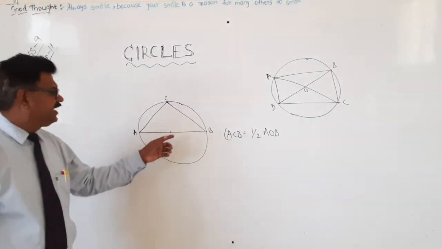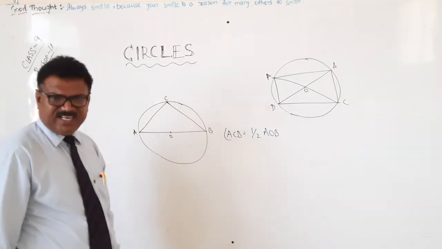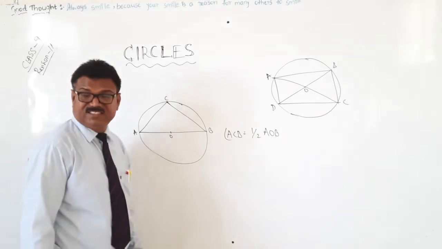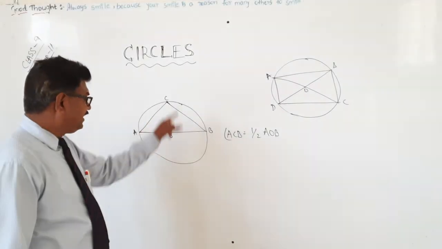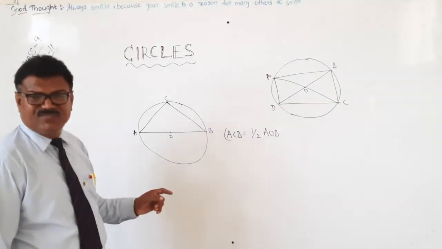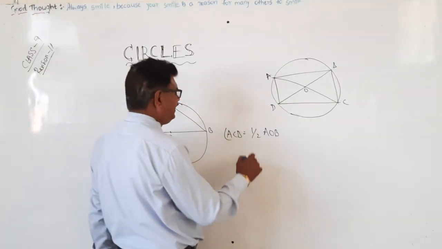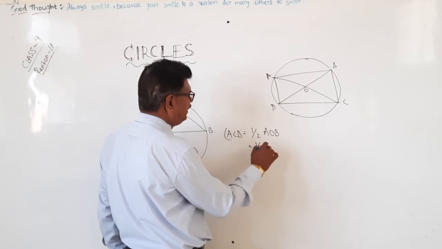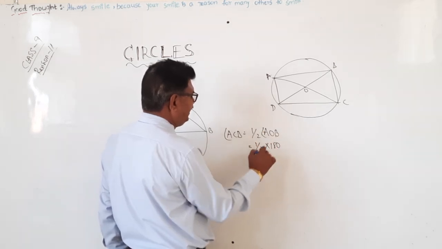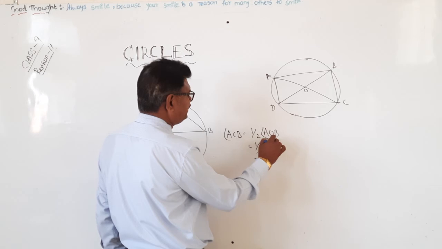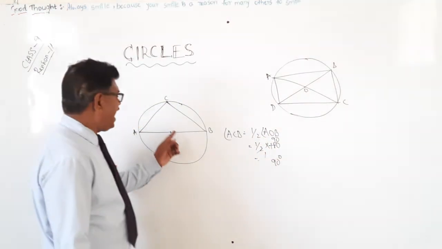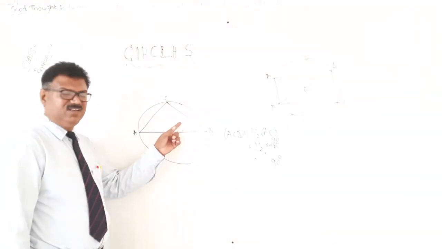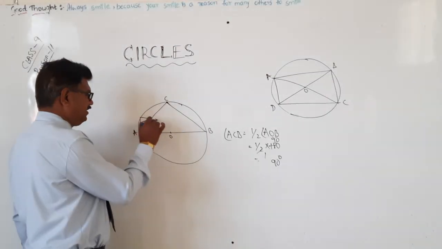Since it is a straight line, what is the angle at the center? The total is 360 degrees. Then what about half? It is 180. Therefore, half into 180 is 90 degrees. Therefore, the angle in the semicircle, wherever you take it, not only here, is 90 degrees.